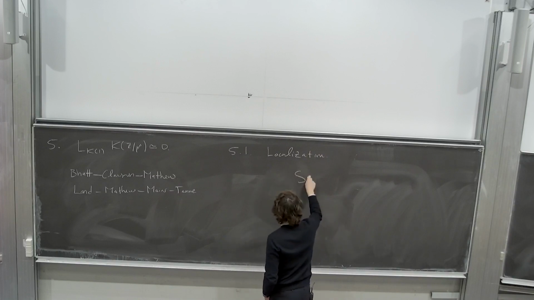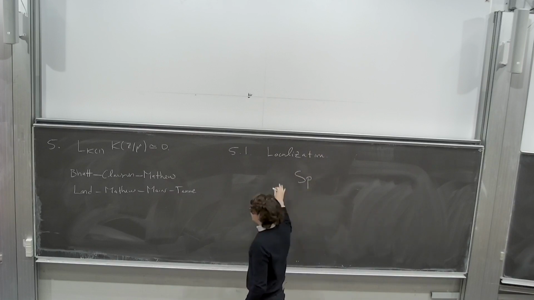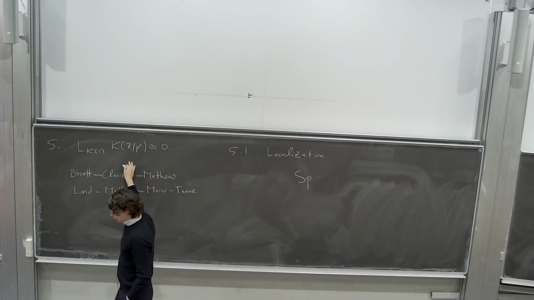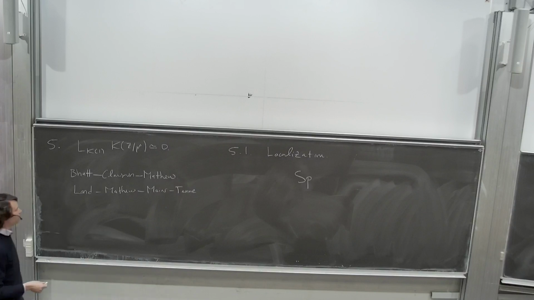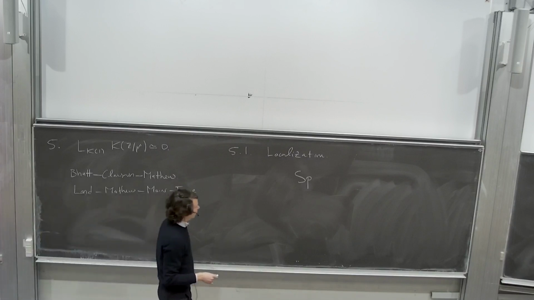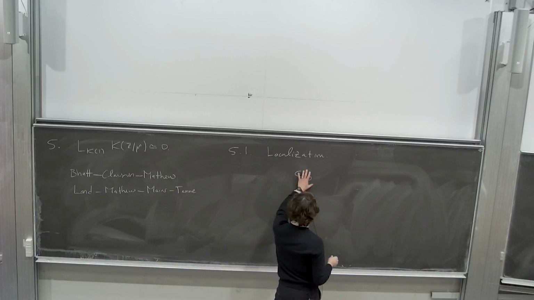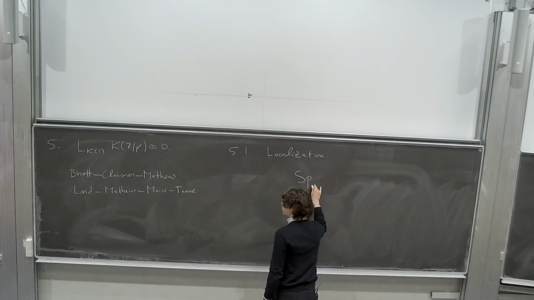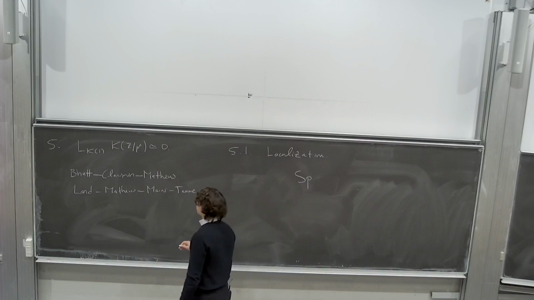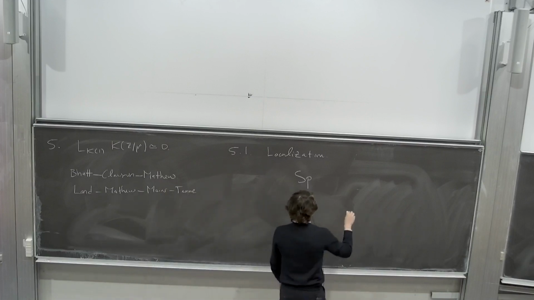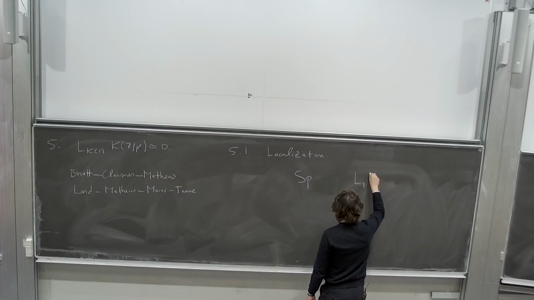So we have this category of spectra, and that's really the natural structure that things like K-theory have. These are not chain complexes. They're not equivalent to chain complexes typically. And on spectra, one has all of these homology theories. And so the one that we're going to be interested in is the localization with respect to K-theory. So let me explain that one.